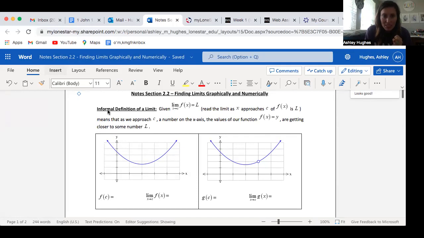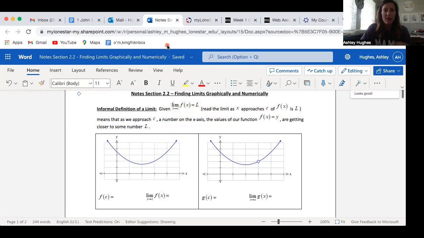So here it says the informal definition of a limit. Let me get my spotlight so you can see where I'm reading. Given the limit as x approaches c, notice that there's an arrow there. It does not say x equals c. It says x arrow c. So as x gets close to c, f of x, y, gets close to L. So we read this: the limit as x approaches c of f of x is L.